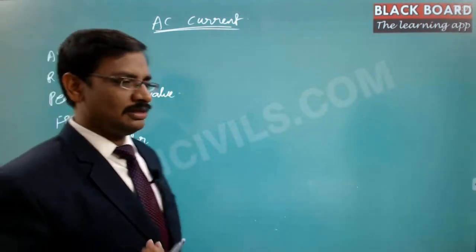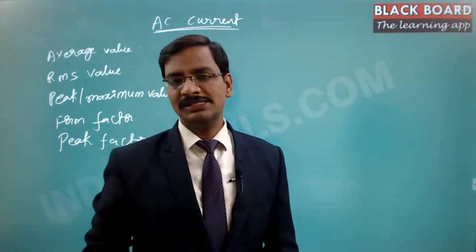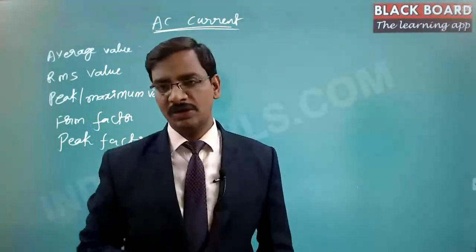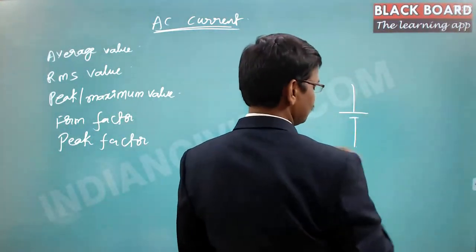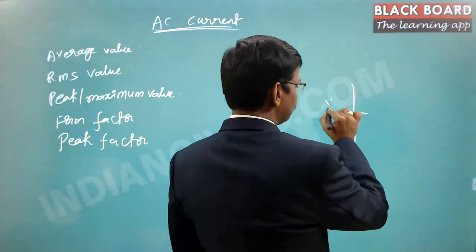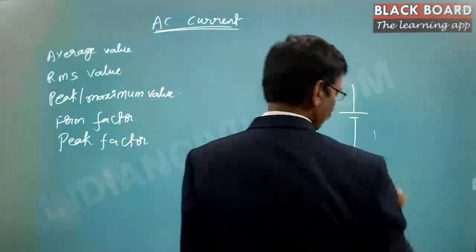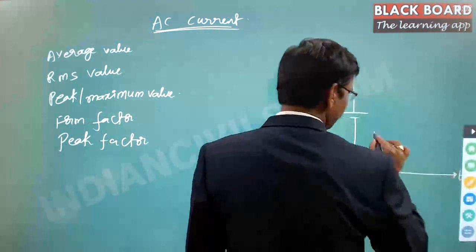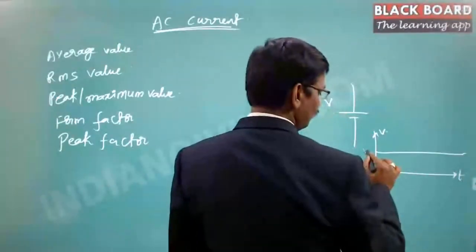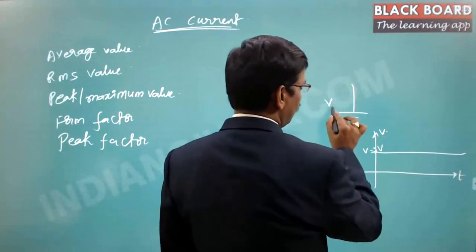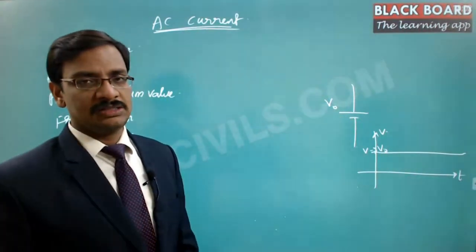Initially we start learning with the help of DC circuits, where the DC battery is specified with only one magnitude of voltage. Suppose this is the voltage that was specified for DC, and this value is maintained constant throughout the time. If you draw the graph of time versus voltage magnitude, it is a constant value, V equal to V naught.